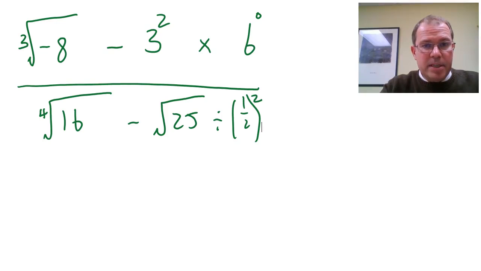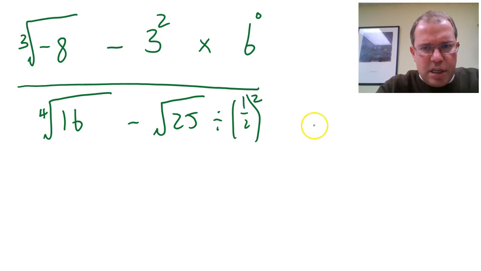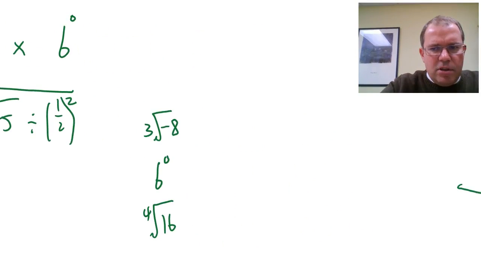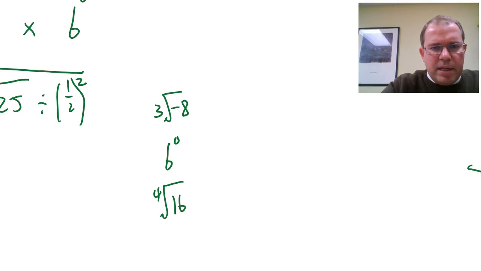Hi there, I'm Graham Lewis, and in this short video we're going to solve this order of operations problem and hopefully learn some skills. Before we start solving this, let's talk about a few things, because there are a few tricky features here. Firstly, we've got the cube root of -8 we need to sort out, then what's 6 to the power 0, and then what's the 4th root of 16. So let's have a look at those three things before we go ahead.